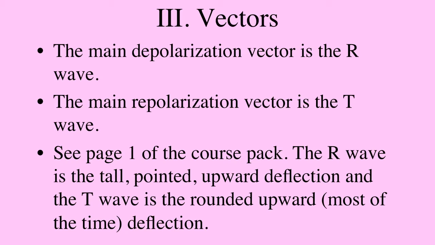Then we're talking about repolarization, and the main repolarization vector on the EKG is the T wave. And this is a deflection that occurs after the R wave. It's usually a little less in amplitude. It's a little more rounded off, and most of the time it's upward, but there are situations where it can be downward too. The R wave is always deflected up. The T wave generally deflects upward, but can also have different positions on the EKG that we'll talk about as we go forward. So if you're looking on page 1, again at the bottom you can see the R wave and the T wave on there.